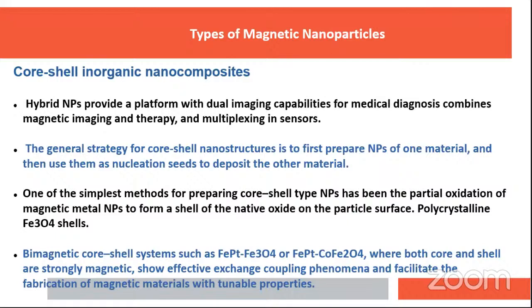Core-shell inorganic compound nanocomposites. Depending on different applications, some hybrid nanoparticles can be created by combining two materials. One material may be a pure nanoparticle, and there may be a core and a shell, or both may be magnetic in nature. So bimagnetic core-shell systems such as FePt-Fe3O4 or FePt-CoFe2O4, where both core and shell are strongly magnetic, have good applications. Next.